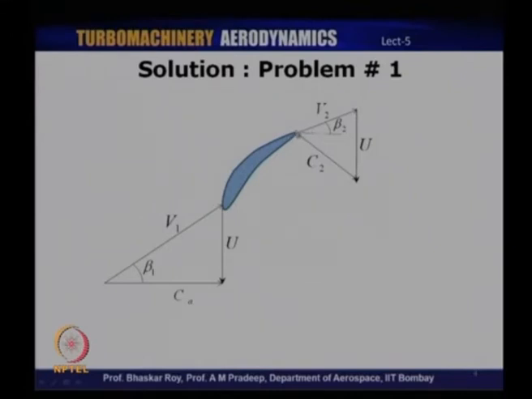Now, what about the exit of the rotor? At the exit, V 2 will still leave the rotor tangentially, because that is the property of relative velocity: it has to enter the blade as well as leave the blade tangentially. Therefore, if you draw a tangent to the camber at the trailing edge, you get V 2. u is known, and adding V 2 plus u, we get the absolute velocity C 2. This is how we construct the exit velocity triangle. The angle which V 2 makes with the axial direction is beta 2.